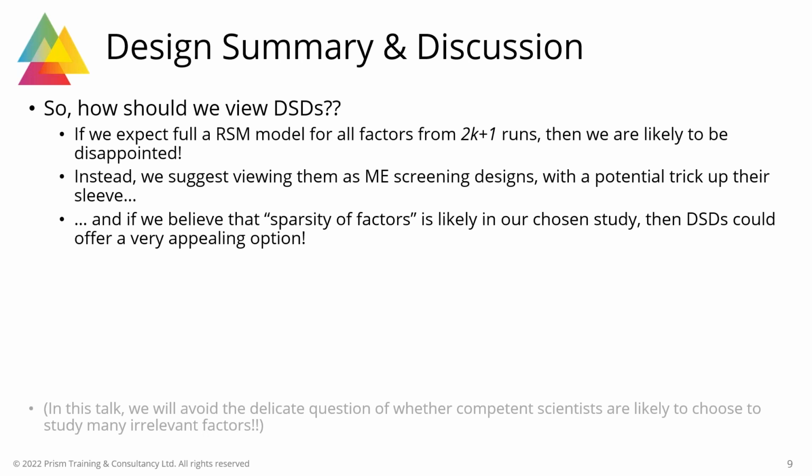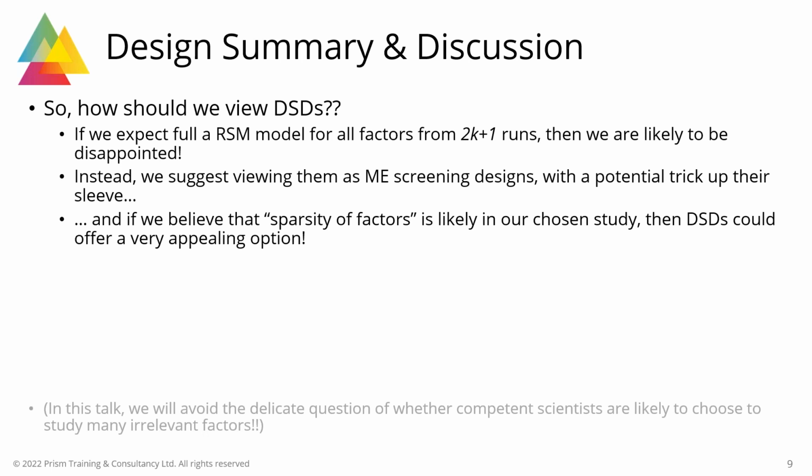Now, sparsity of factors is quite a divisive subject, I think it's fair to say. And I'm going to steer completely clear of this debate, because I'm not going to get into the question of whether the scientists we work with are so incompetent that they're going to be choosing a design where half of their factors turn out to be completely irrelevant. So if we think that sparsity of factors might be likely, then definitive screening designs are superb. If we think most factors are pretty likely to be doing something, then perhaps DSDs are not the best choice for us.